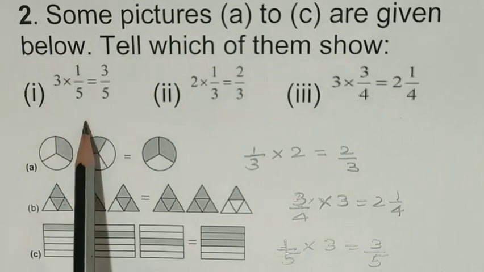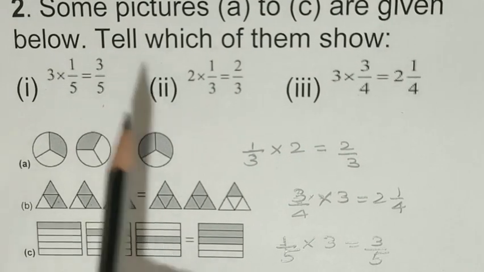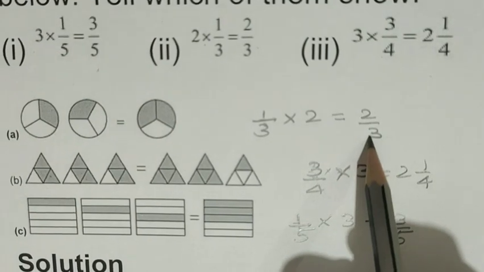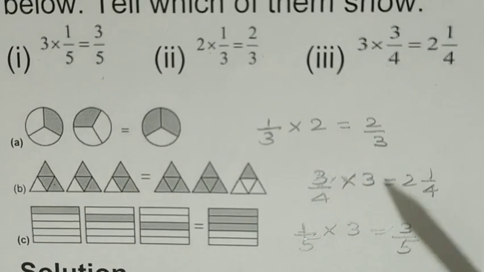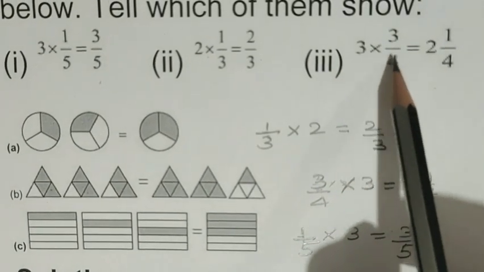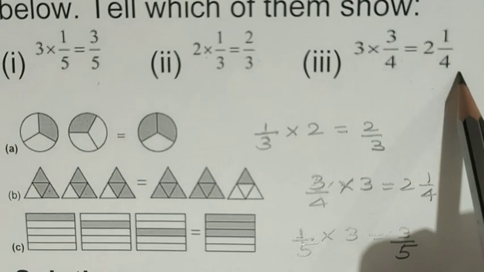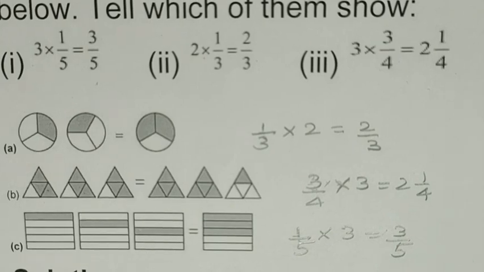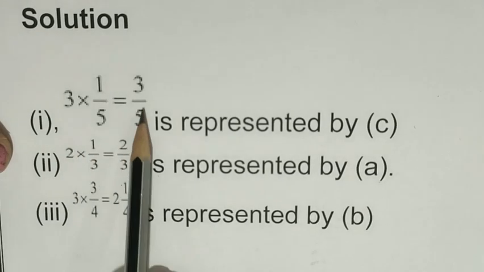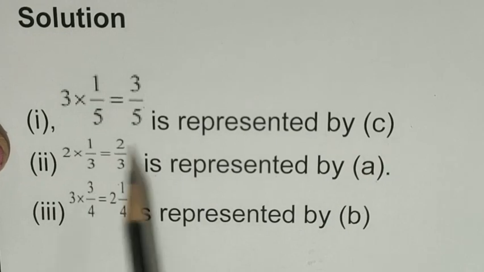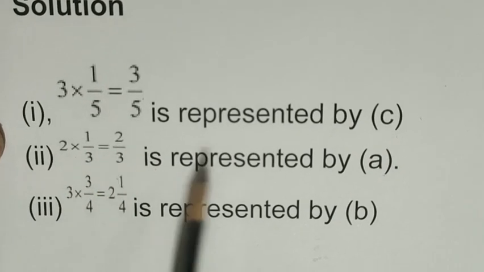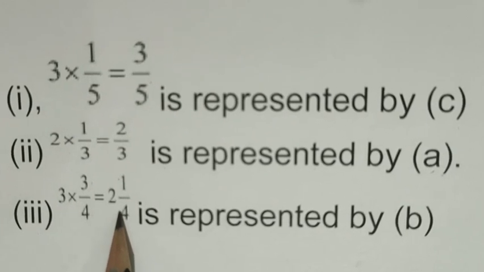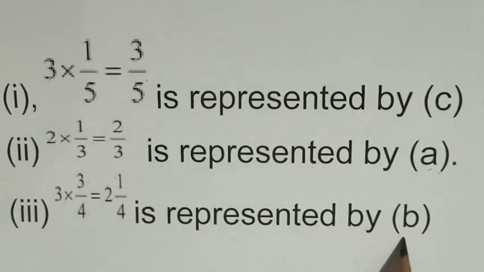3 into 1 by 5 equal to 3 by 5. That means the first one is matching with the C. 2 into 1 by 3 equal to 2 by 3. That means it is matching with the 2. Again third one, 3 into 3 by 4 equal to 2 integer 1 by 4, so it is matching with the B. The solution is: 1. 3 into 1 by 5 equal to 3 by 5 is matching with the C. 2 into 1 by 3 equal to 2 by 3 is matching with the A. Third one, 3 into 3 by 4 equal to 2 integer 1 by 4 is matching with the B.